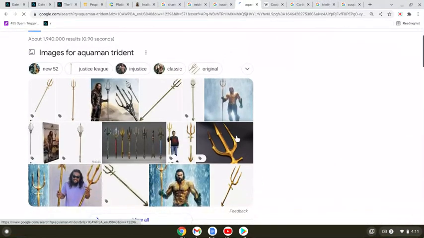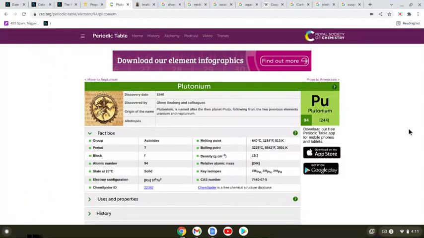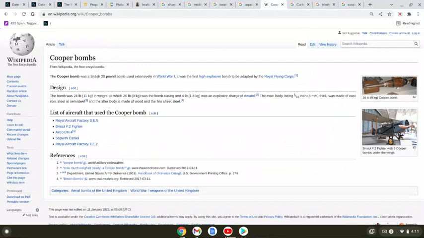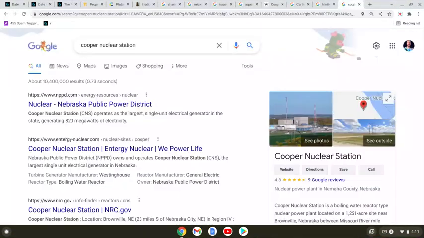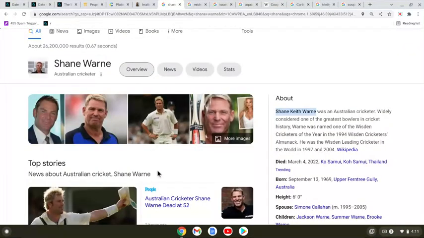I mean, what is this, guys? It's a trinity, a trident, just like the Trinity Test. And his name equals 244, like the bomb, like plutonium. Remember, guys, this all goes back to 244 being the number of plutonium, the first atomic bomb. It ties into the Cooper bombs. You got Cooper nuclear station. You got Cooper Kupp. And then you got this guy dying, this Shane Warne, like warning, just dying today.